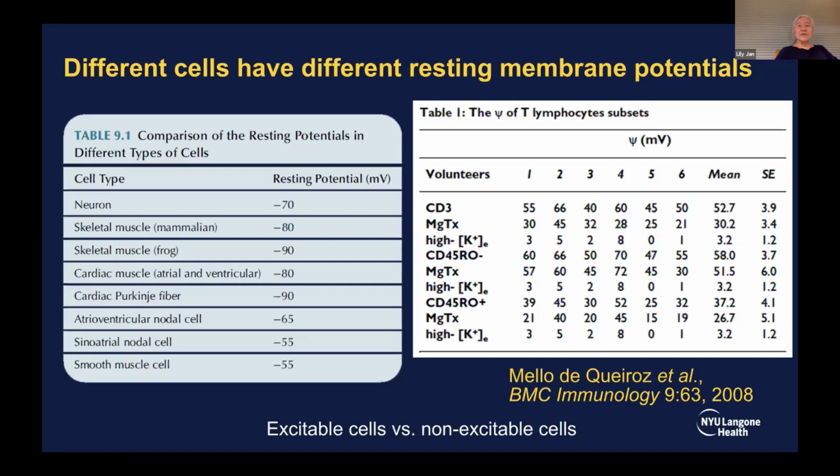And the table on the right shows the membrane potential of human T lymphocytes, different subtypes that are all CD3 positive. But you can see that while they are all very sensitive to the external potassium concentration, the different cell types may have different channel composition. So margatoxin, a toxin that blocks Kv1.3 potassium channels, will have a higher effect on the membrane potential of memory T cells.